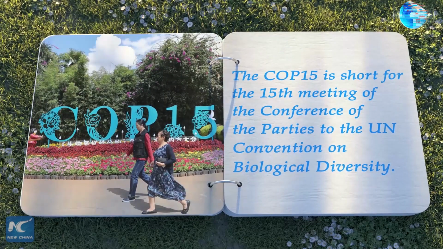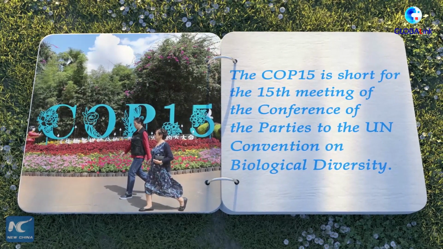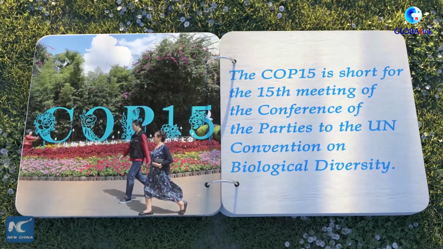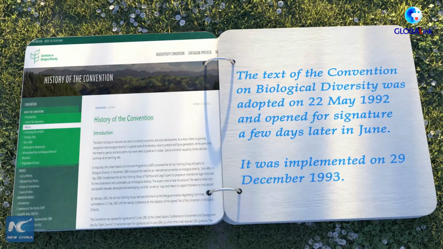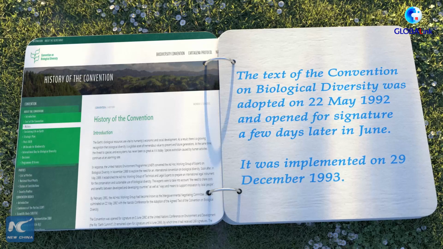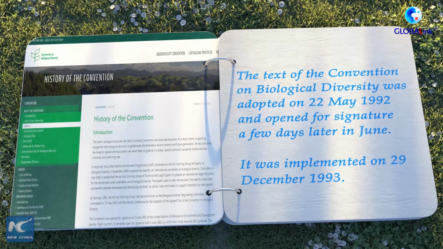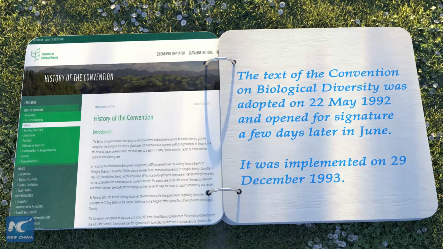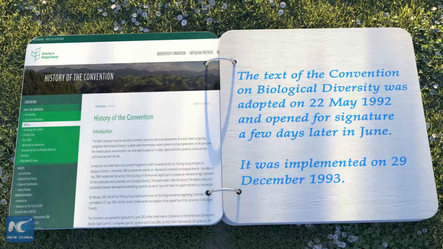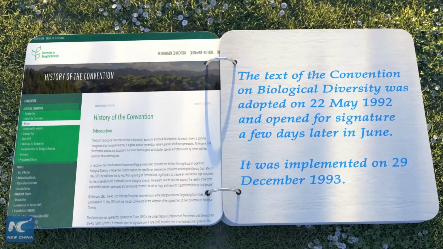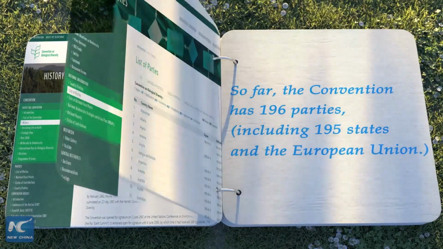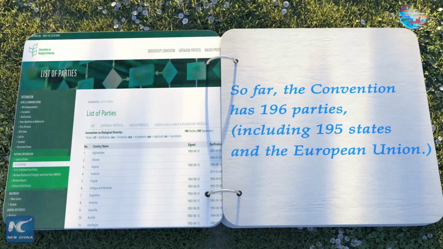The COP15 is short for the 15th meeting of the Conference of the Parties to the UN Convention on Biological Diversity. The text of the Convention on Biological Diversity was adopted on the 22nd of May 1992 and opened for signature a few days later in June. It was implemented on the 29th of December 1993.